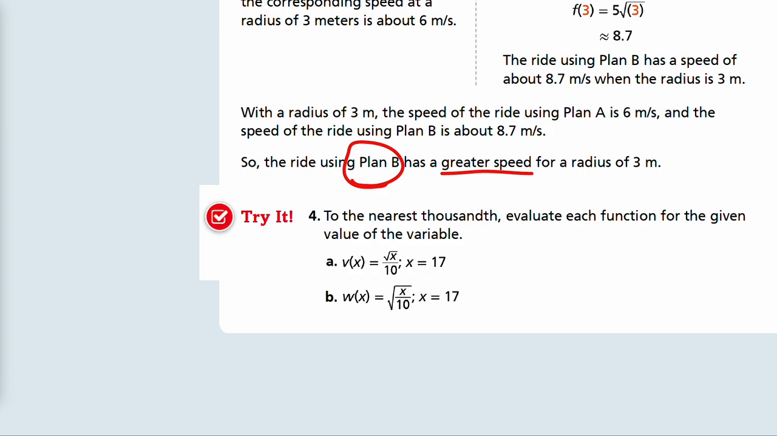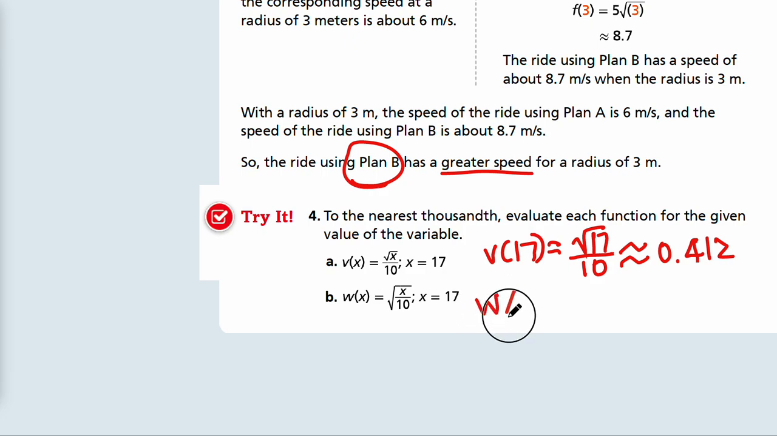Okay, are you ready? Have you figured them out? All right, so basically v of 17 is equal to root 17 over 10, which would be an exact answer, but you have to round it to the nearest thousandth, so it's going to be 0.412. You can use a calculator for this. Don't worry, you don't have to solve it by hand.